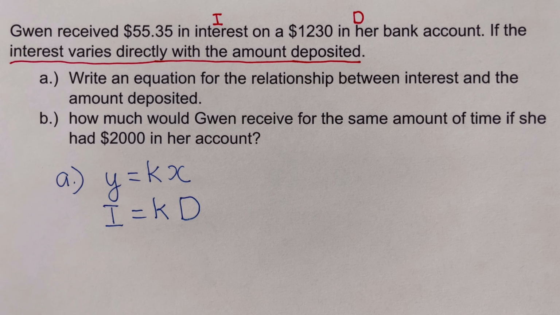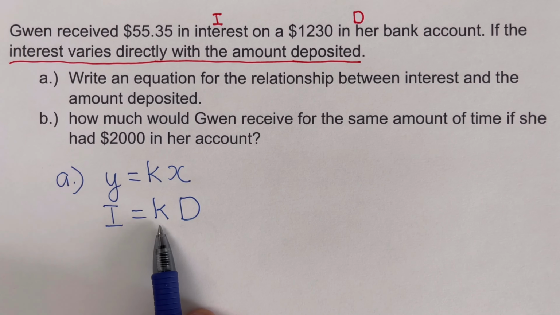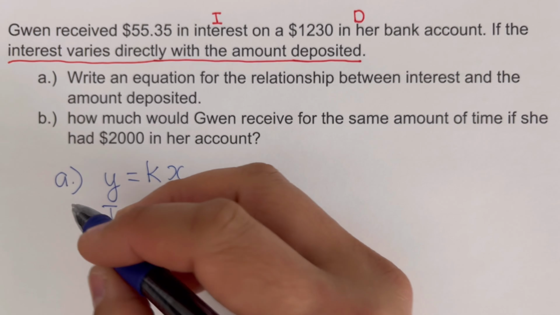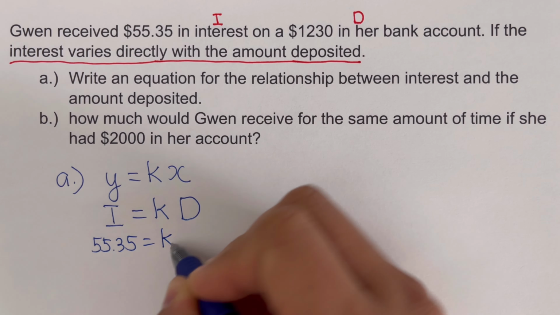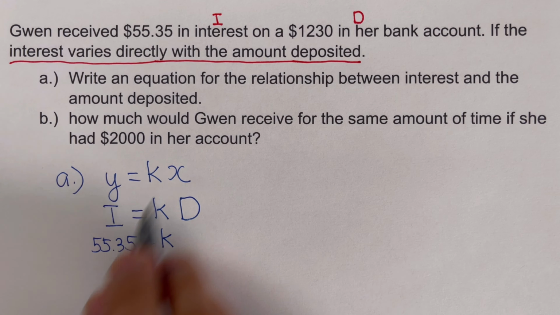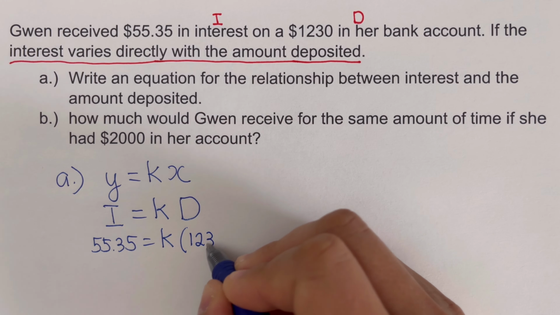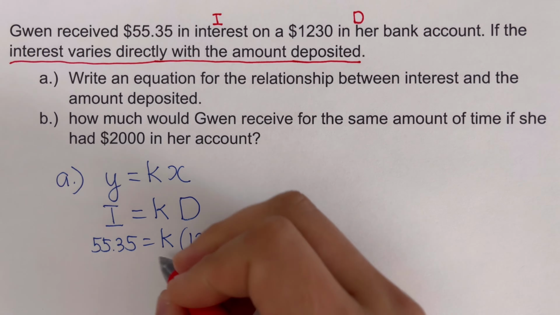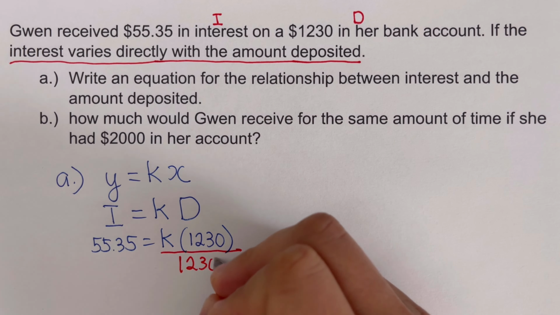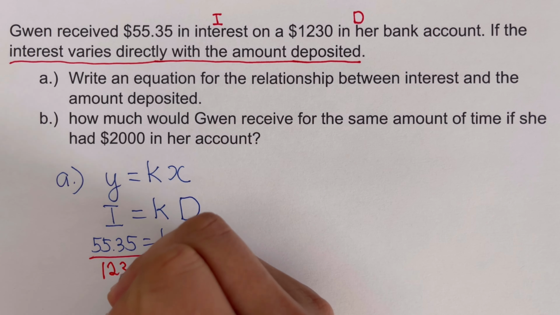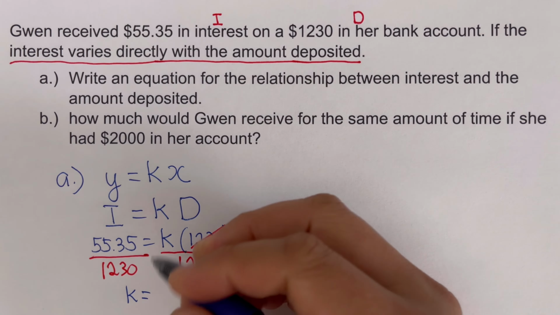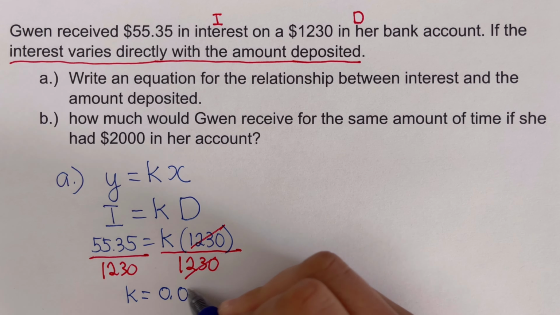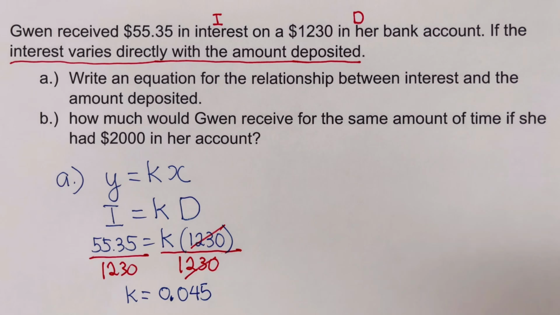So then we use these values that we have here to determine the K. So our interest is 55.35 and then the K is missing. The deposit for this amount was actually 1,230. So then we solve for K by dividing both sides by 1,230. Divide this by 1,230. We can cross this out. Our K value, if we use a calculator for this, would give us 0.045.